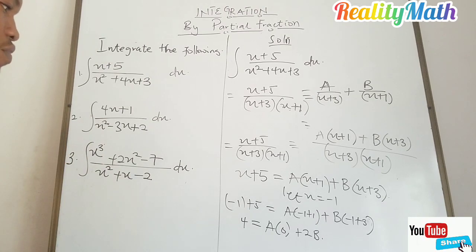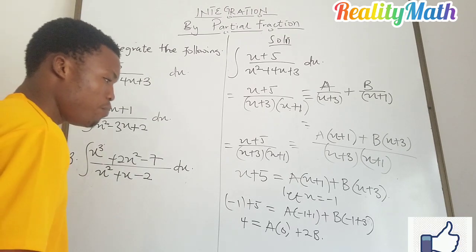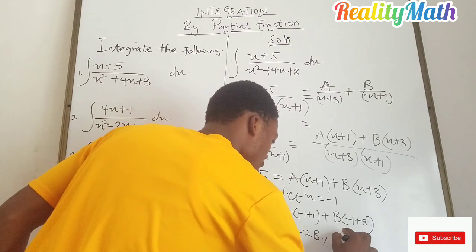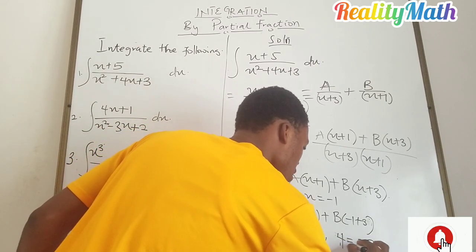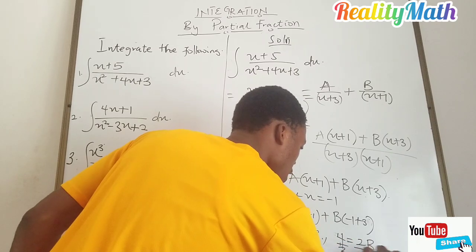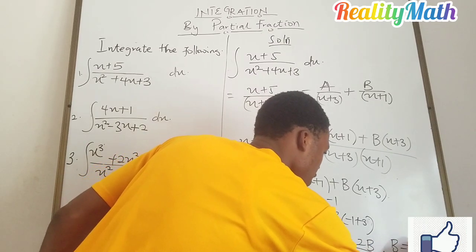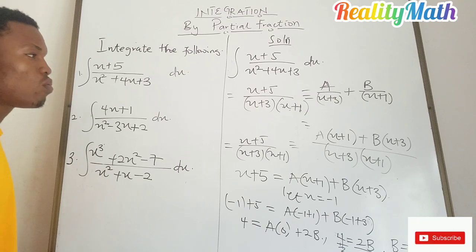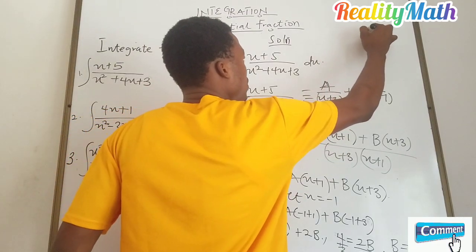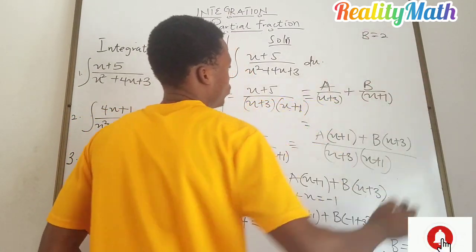Now it means that from here we can quickly get our B. So my 4 is equal to 2B. Divide through by 2, my B finally is 2. Have you seen? So I've gotten the value for one of the constants, where my B is equal to 2.